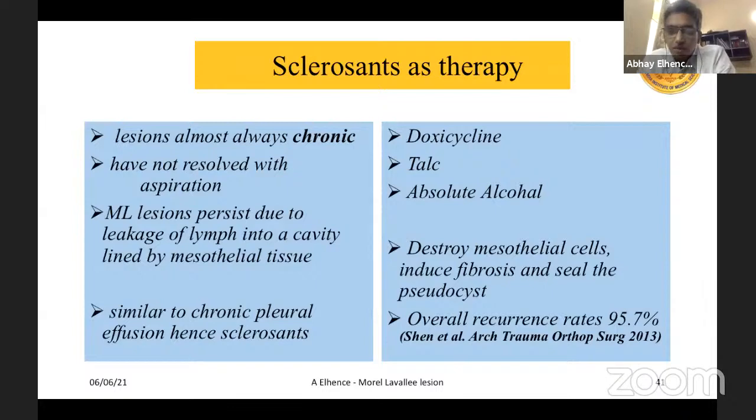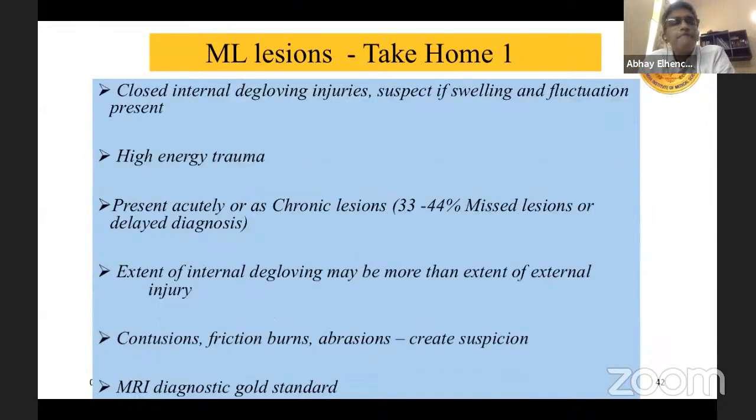so as to allow the treating team to take care of the bony injuries. So to summarize, Morel-Lavallée lesions are closed internal degloving injuries, which have to be suspected, especially if there is swelling and fluctuation present in the wound clinically. They are a result of high energy trauma, which present acutely between 3 days to 2 weeks, but also as chronic lesions, as a fair percentage, almost 30 to 40% of them will be missed.